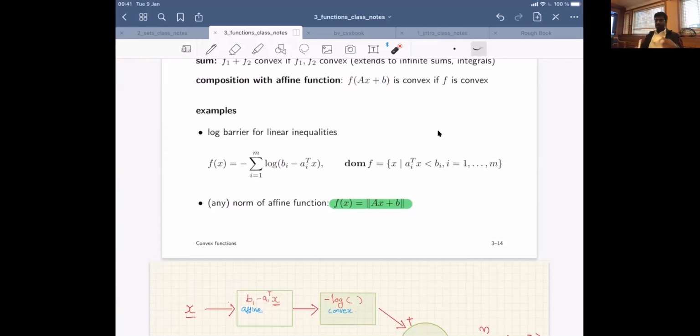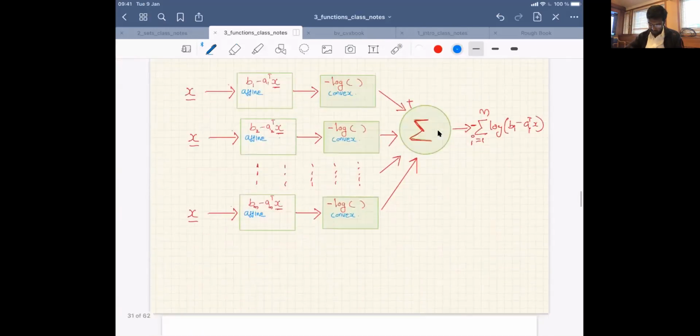So this is very important because often in your research you will come across something like this, norm of Ax minus c squared, something like that. The moment you see that, you should realize that this is an affine function inside a norm, which is a convex function. So an affine function inside a convex function is convex.